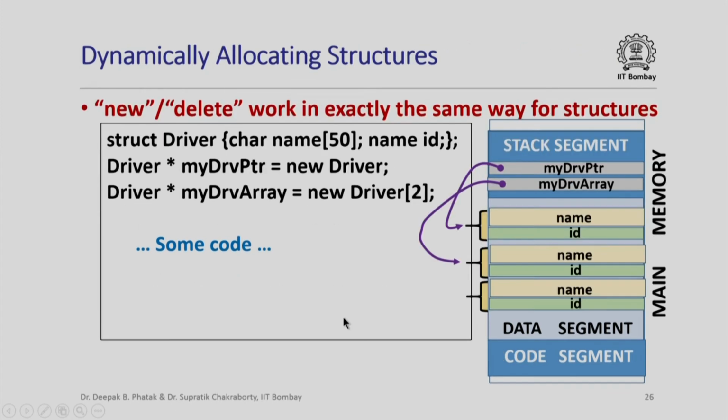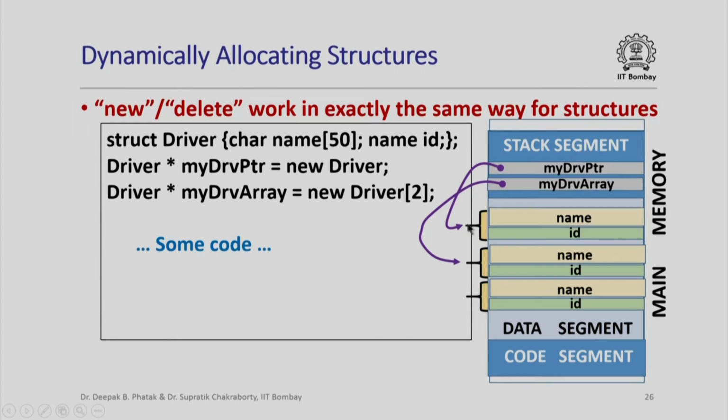Now exactly the same thing is going to happen if I use new and delete with structures. So for example, here is our favorite driver structure, and here I have my driver pointer, which is a local variable in a function. Space for it is allocated in the stack segment. When I say new driver, space for an object of the structure type driver is allocated in the data segment or heap. So of course this space will have space for the member name, it will have space for the member ID, and a pointer to this space allocated in the heap will be returned by new, and that pointer will be assigned to my DRV pointer.